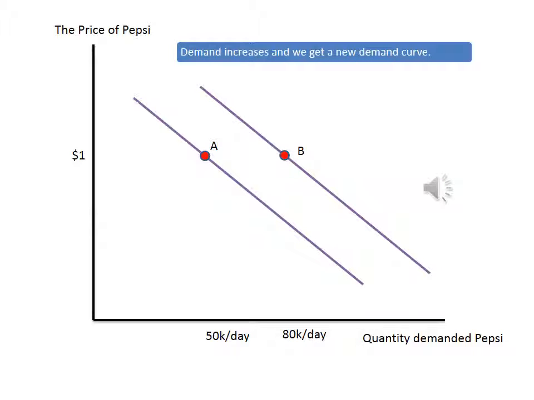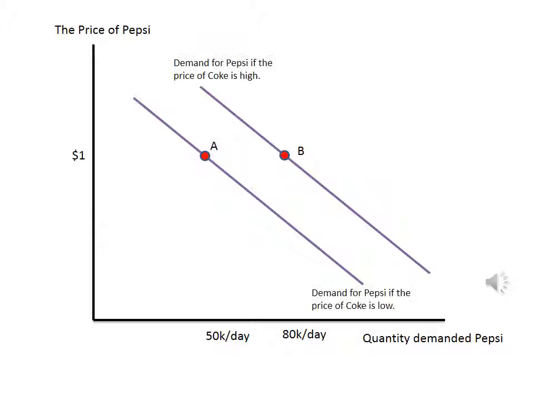What we do is we move to an entirely new demand curve for Pepsi. When you draw a demand curve, that curve is two-dimensional and is only able to show you the relationship between two things. In the case of a demand curve for Pepsi, that's the price of Pepsi and how much Pepsi people want to buy. But let's say we change something else that affects how much Pepsi people want to buy. We need an entirely new line. We need to move to an entirely new demand curve. There are different demand curves if the price of Coke is low and if the price of Coke is high.